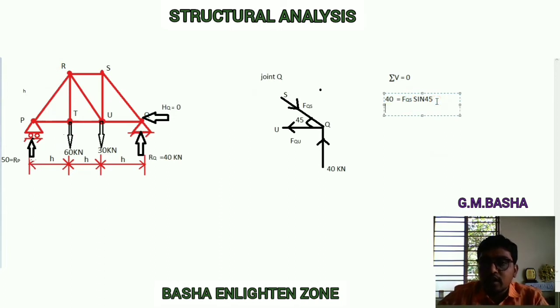Therefore again you simplify this. Force in the member QS into sin 45 degrees, which is 1 by root 2. After simplifying, 1 by root 2 goes to the other side, and you will get the force in the member QS equal to 40 into root 2.